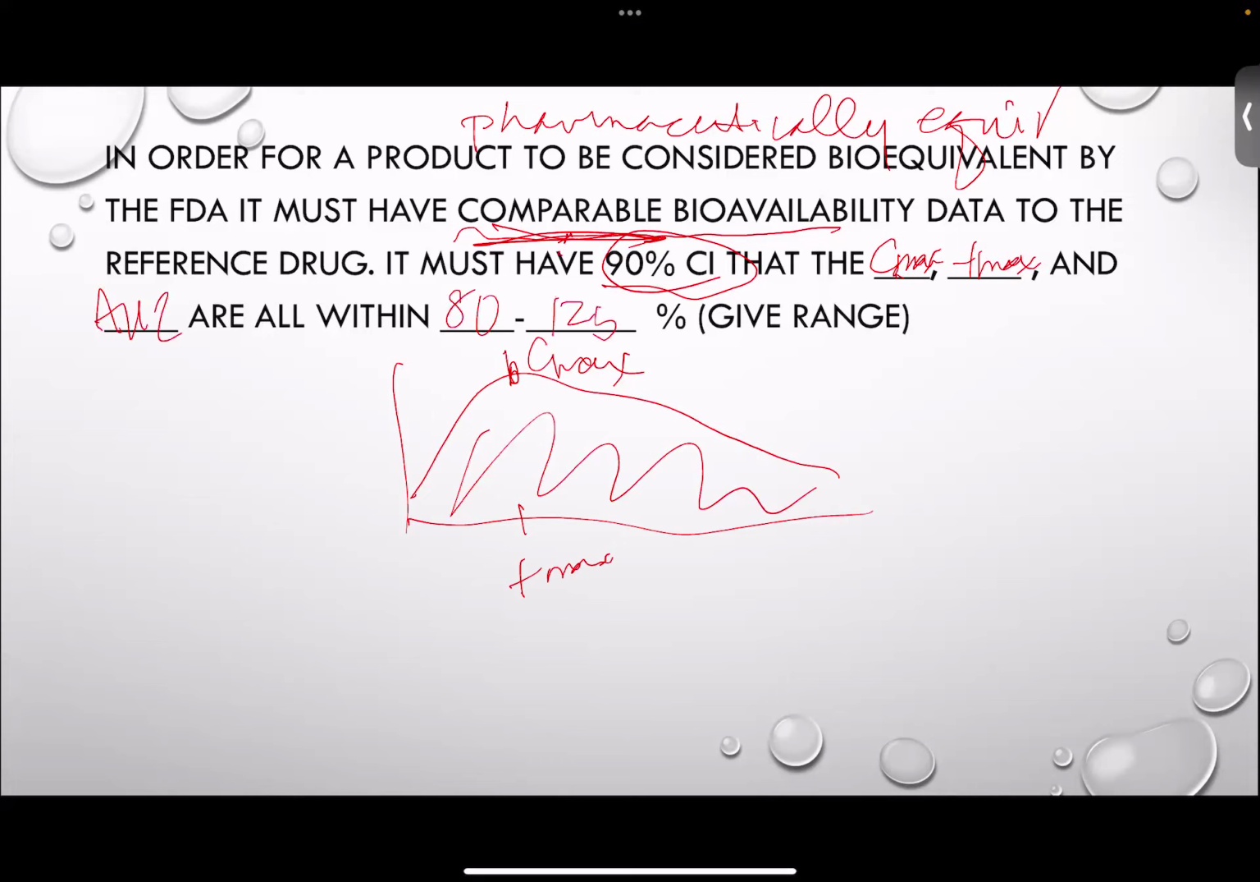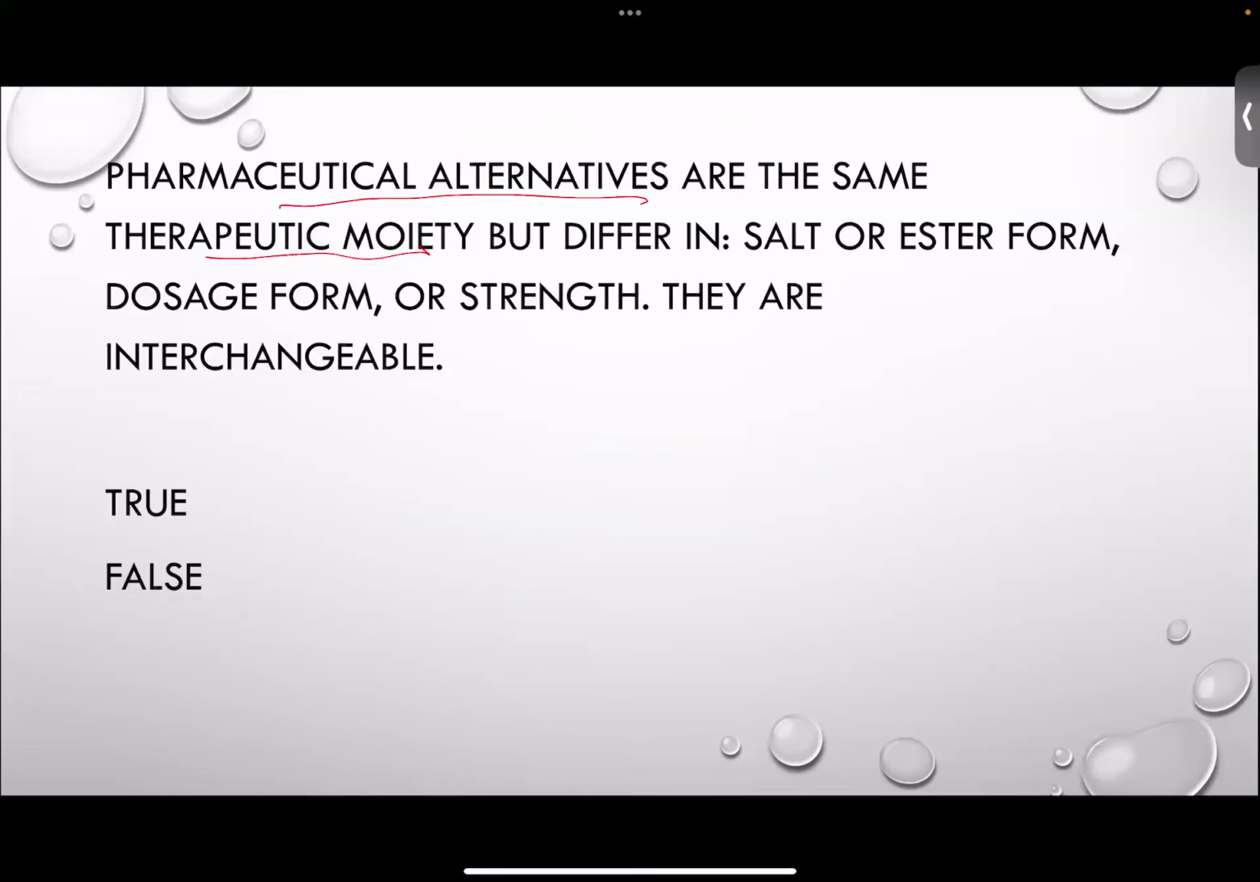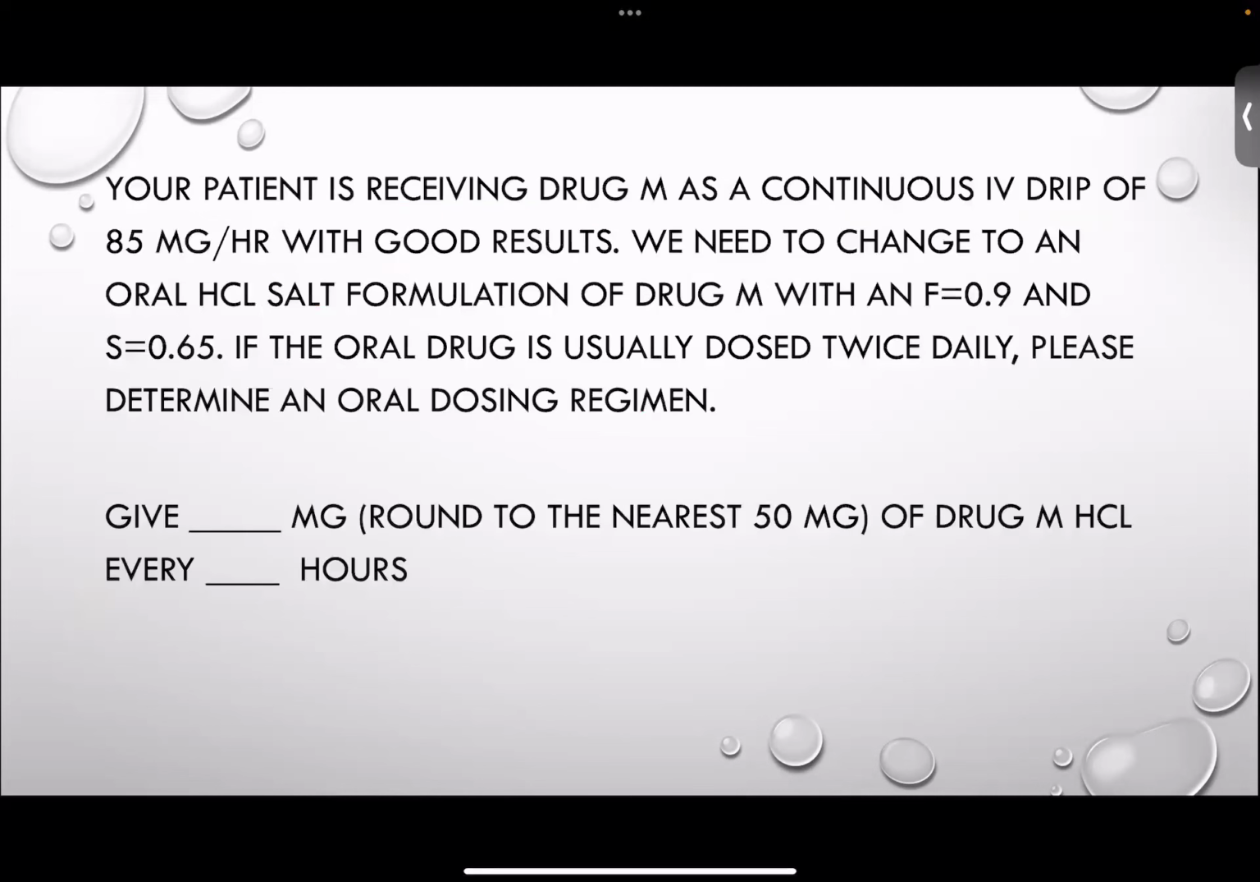Pharmaceutical alternatives are the same therapeutic moiety, yes, but they can differ. Pharmaceutical equivalents have to be the same salt or ester form, same dosage form, and same strength. Pharmaceutical alternatives are interchangeable, but this part is not true. And if any of these things are different, then they will not be interchangeable. So this is false.